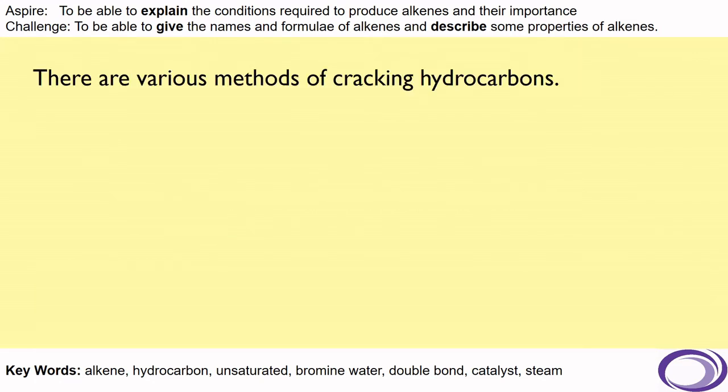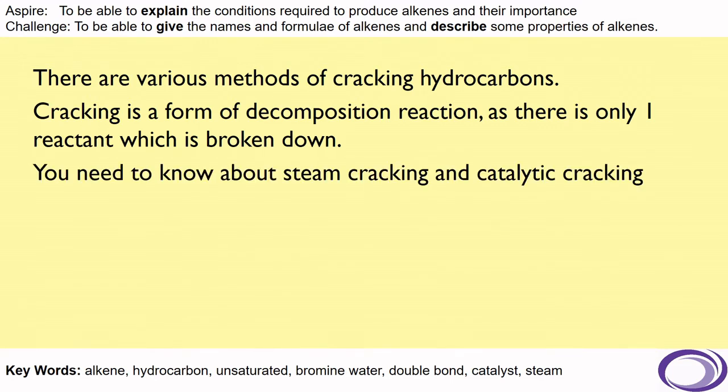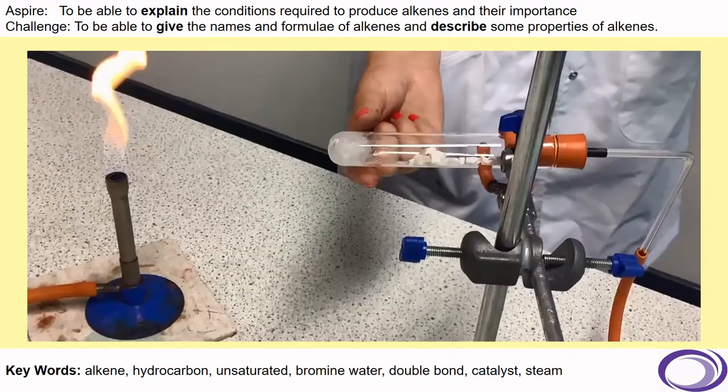Now, there are various methods of cracking hydrocarbons. There's two which we need to know for GCSE. Cracking is generally a form of decomposition, which means one reactant is broken down. You need to know about steam cracking and catalytic cracking for your exam. So first of all, catalytic cracking. The large hydrocarbons are heated into a vapour and passed over a hot catalyst. That process produces an alkane and an alkene. So cracking can be done in a lab, and I am going to insert a video of catalytic cracking here so that you can watch that process.